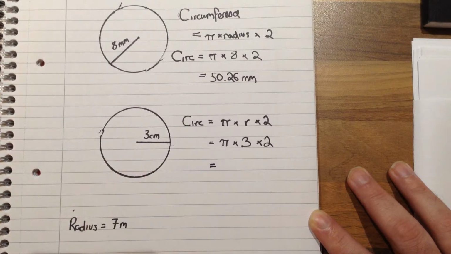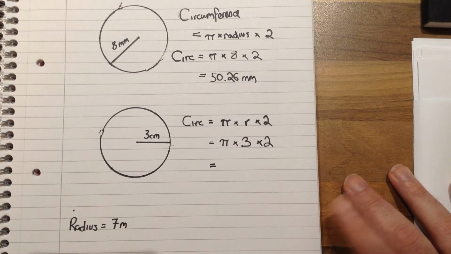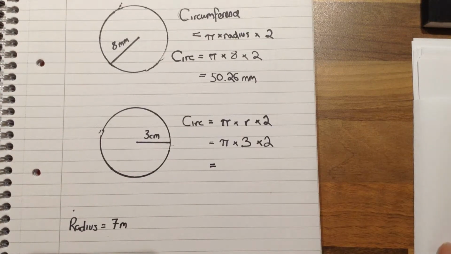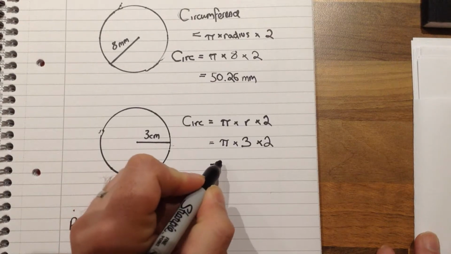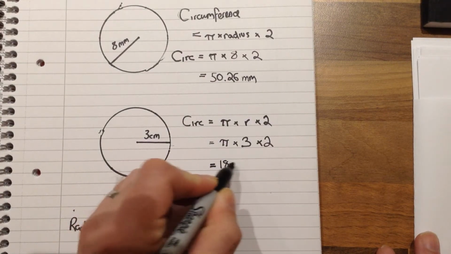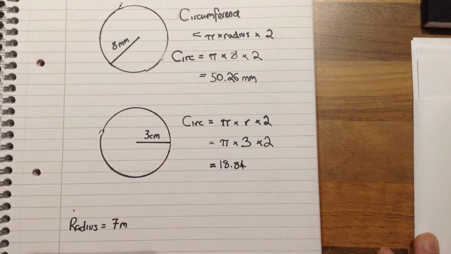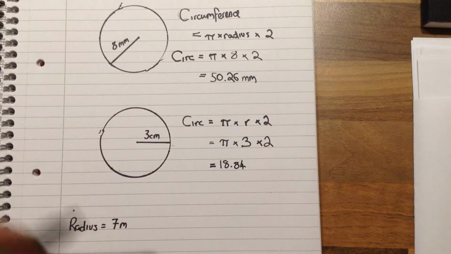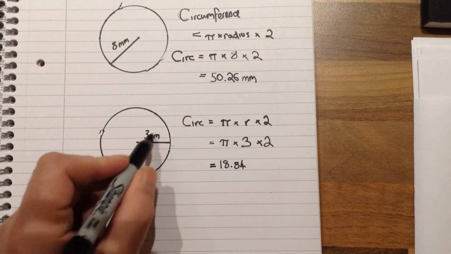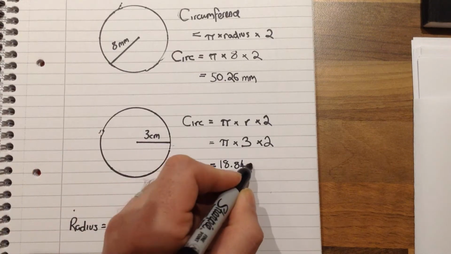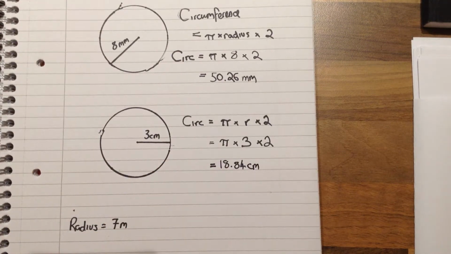If you type that into your calculator, maybe pressing change or SD just to get the answer into a decimal, this one should come out as 18.84. And here, because again we're talking length, the units will be whatever the radius is, so here, just centimetres.